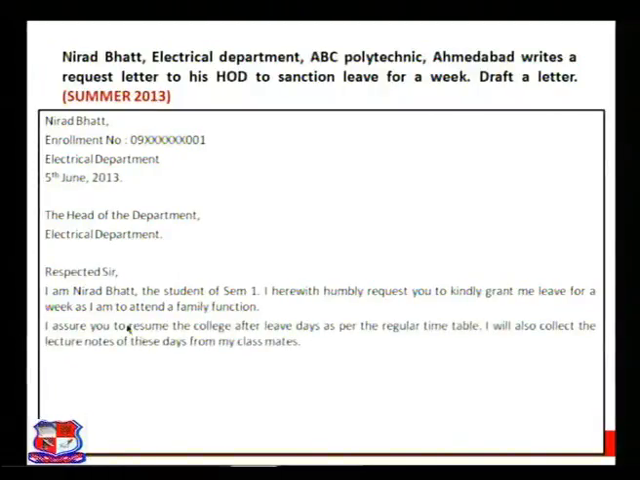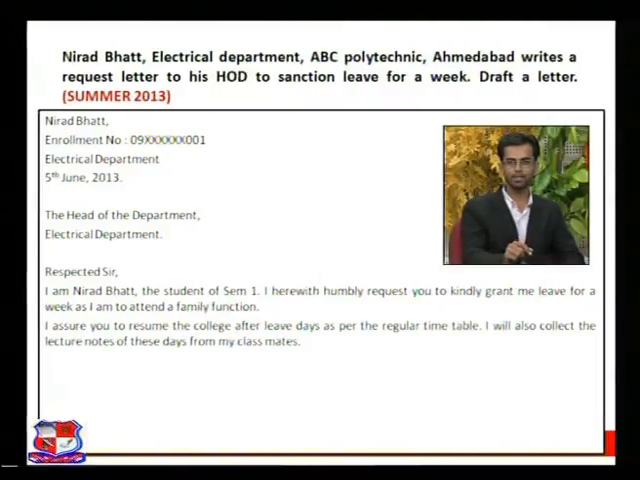Then I assure you to resume the college after leave days or vacation days as per the regular timetable. I will also collect the lecture notes of these days from my classmates. So this is a kind of promise that you will not only resume the college after the vacation, but you assure your head of the department that you will collect the lecture notes of these many days. So this will leave a very positive impression on your head of the department.